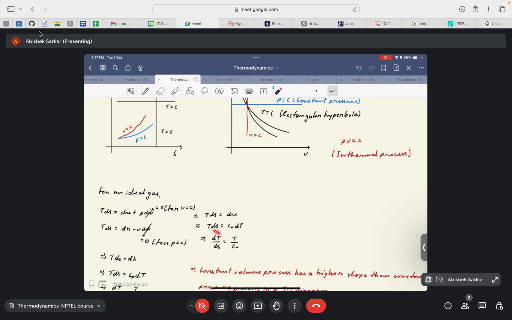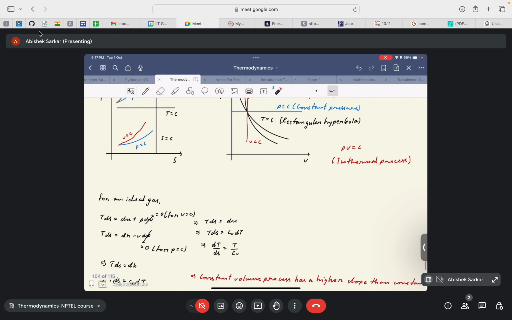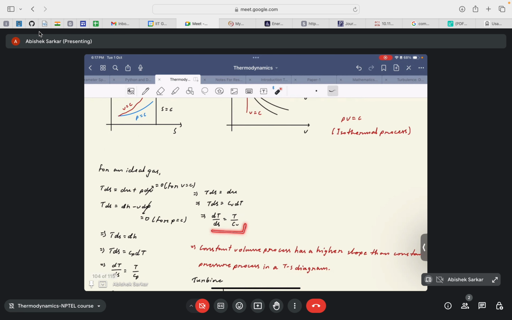Now if we take dS in the denominator and Cv in the denominator on the left hand side, we will get dT by dS is equal to T by Cv, and you will realize that for a TS diagram, dT by dS primarily denotes the slope of the line. Okay, so the slope of a constant volume line would be given by T by Cv, which is a function of temperature and the specific heat at constant volume Cv. Okay, so let us keep this here.